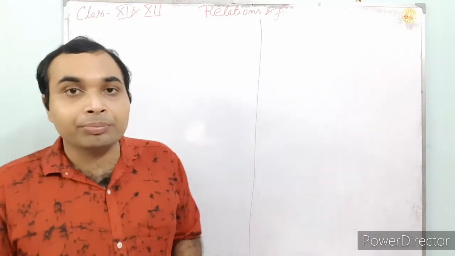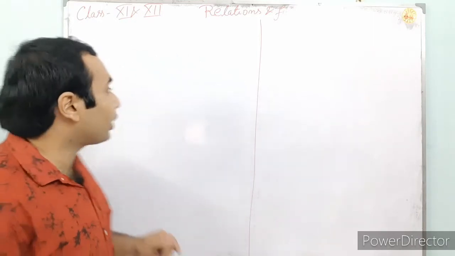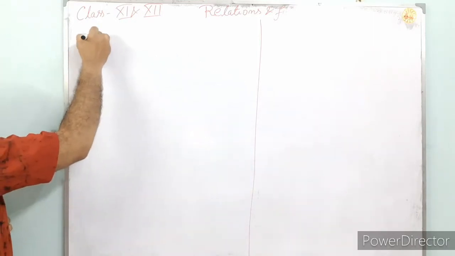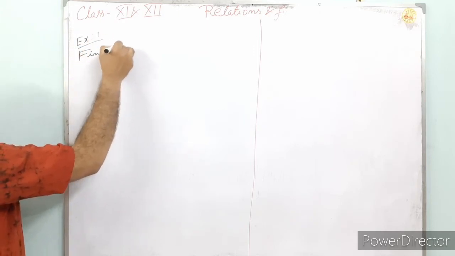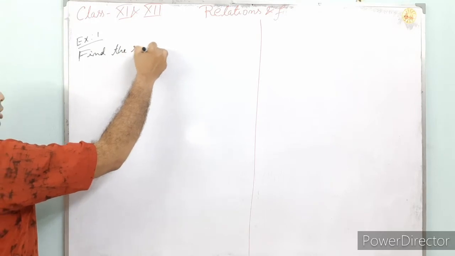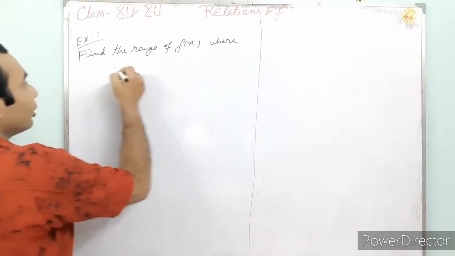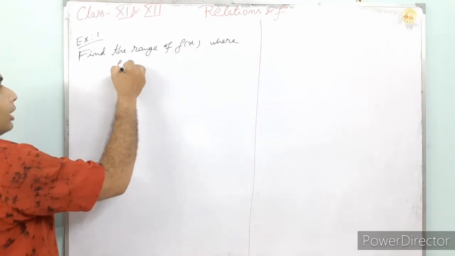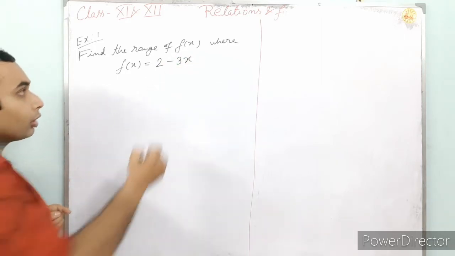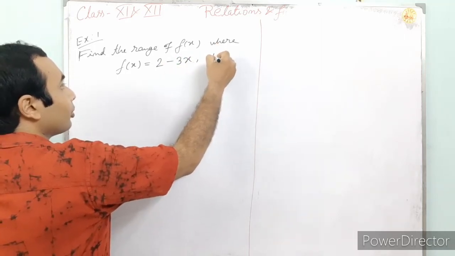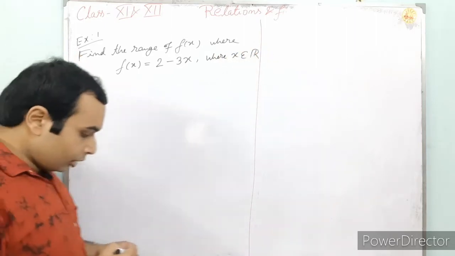I am taking some examples. Some I will solve and some will be for your homework. So the first example, example 1: find the range of f(x), where f(x) = 2 - 3x, where x belongs to the real number set.